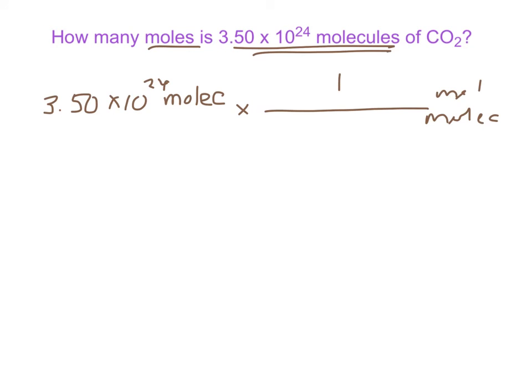Well, 1 mole has 6.022 times 10 to the 23rd molecules. So in this case, we're going to go ahead and divide it, and you should come out with 5.81 moles. That's really all there is to the mole.